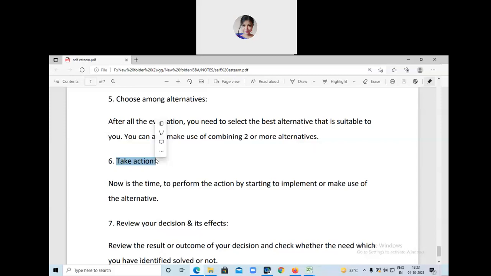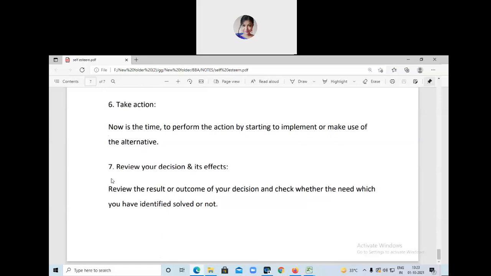After you choose the best alternative, the suitable one, you need to take the action, you need to perform, or make use of the alternative. So the sixth step is to take the necessary action. The seventh step is to review your decision and its effects.